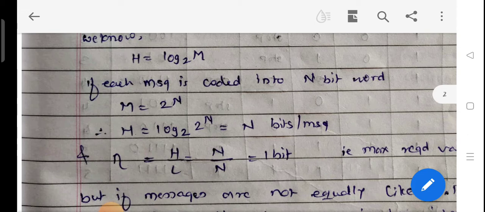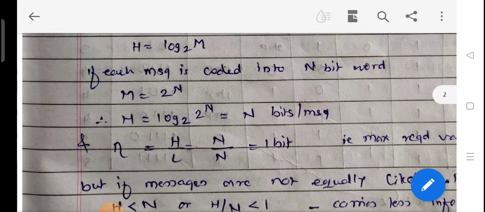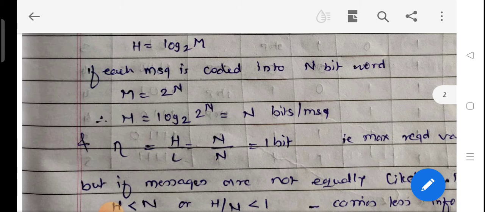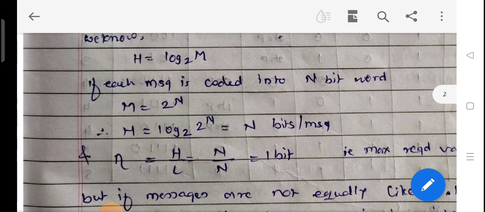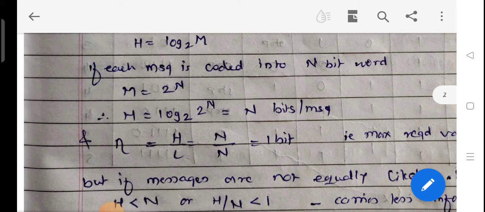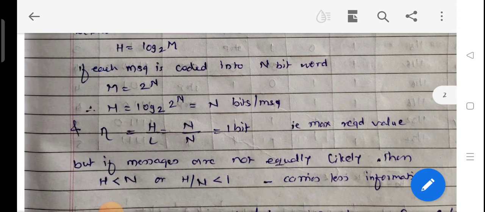And if you put that value of entropy in the equation of coding efficiency, which we already have, h by L, with h equal to N, and the total length of the code word is also N because the message is coded into an N bit word, we will get the coding efficiency as N upon N, which is equal to 1. That is the maximum value of coding efficiency required. This is the case when all the messages are equiprobable.